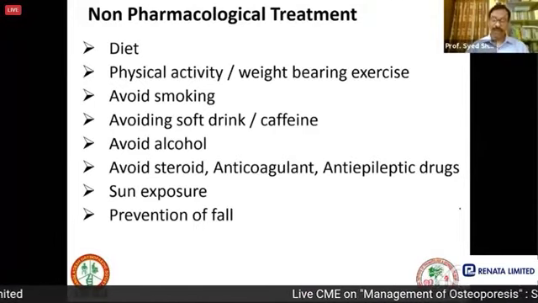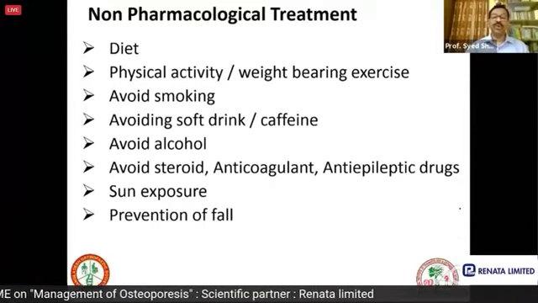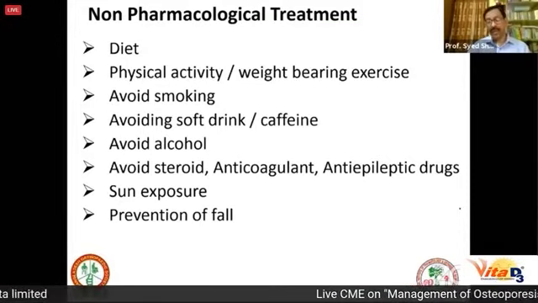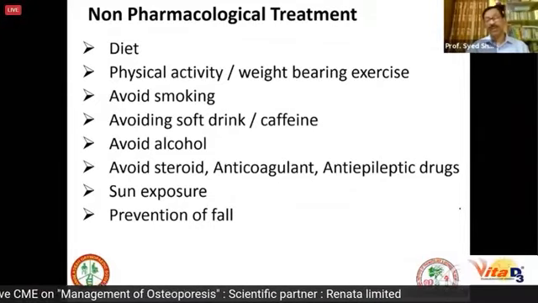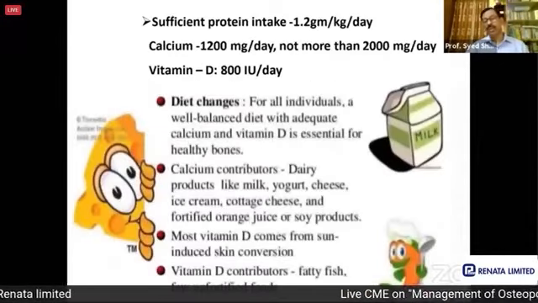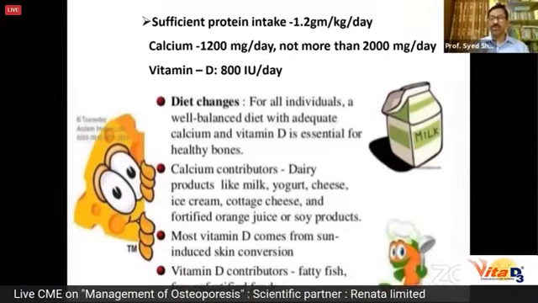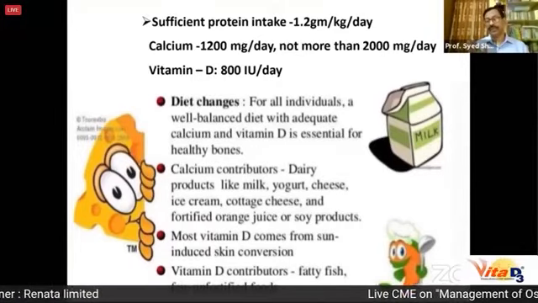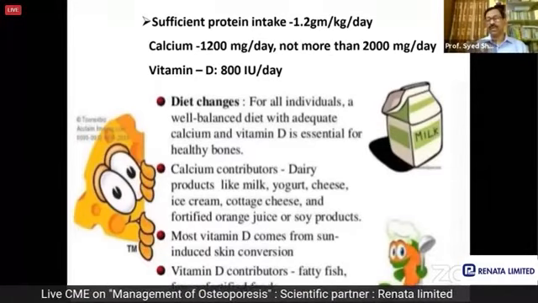Avoid alcohol. Fortunately, our nation is not habituated to alcohol. And you have to get sun exposure and avoid steroids, anticoagulants and antiepileptic drugs if possible. If not possible, we have to go for another treatment protocol. And please try to prevent falls in senior people. What about diet? First of all, we should take a balanced diet, which must contain a sufficient amount of protein, 1.2 gram per kg per day, especially for men and women over 50 years of age.